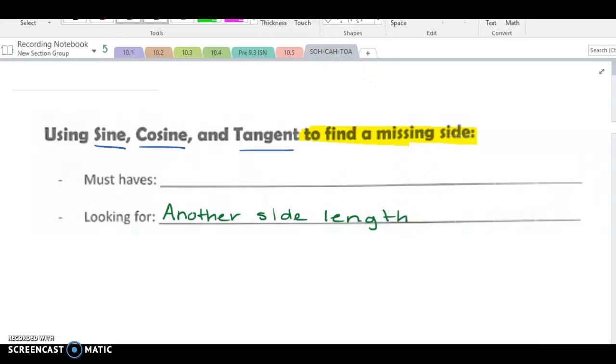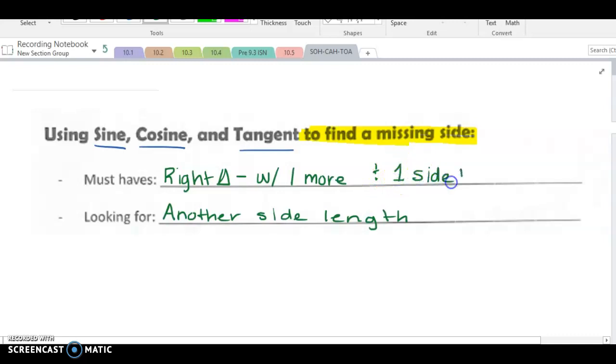But there's a few things that we have to have in order to find that side length. The first thing we have to have is a right triangle. Inside that right triangle, we have to know one angle is a right angle, and then we have to have another angle, and we need one side length. So we need a right triangle that has one more angle given and one side length given.